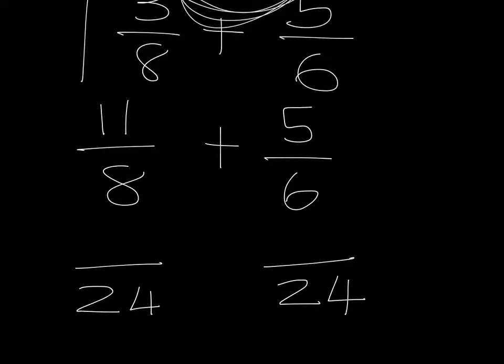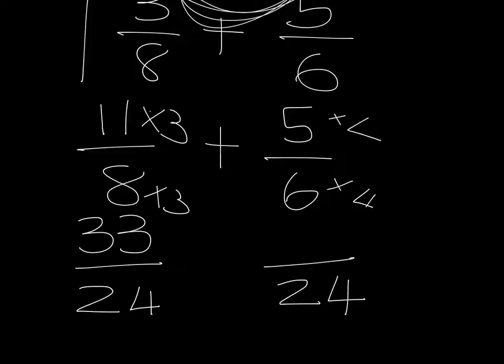Right, what did we do to that 8 to make it 24? Because remember, whatever you do to the bottom, we've changed that 8 to 24. We've changed that 6 to 24. So whatever we did to him, we have to do to him. So what did we do to that 8? Well, we multiplied him by 3, didn't we? We times him by 3, which gave us 24. So we have to times him by 3. So 11 times 3 is 33. Okay. What did we do to that 6 to make it 24? We times it by 4. So if we go times by 4, times by 4, 5 times 4 is 20. So we're now looking at 33 over 24 plus 20 over 24.